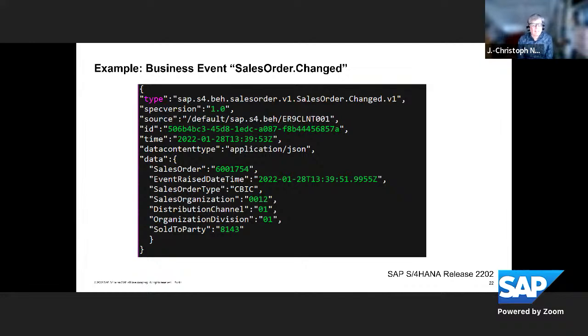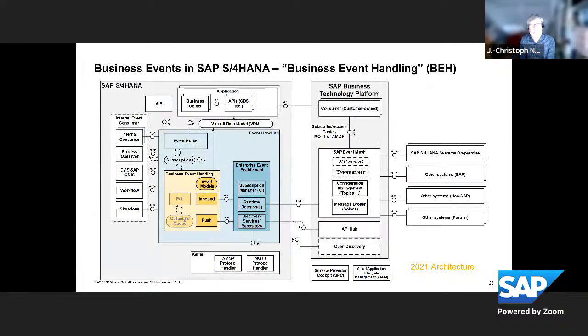We see the data, sales order. So this is a sales order changed event. We see the sales order ID. But we also see filtering criteria like sales order type, organization, and distribution channel. Again, this is a current release. I think this event was enhanced. So in your release, maybe there's less data still, but we're always working on this.